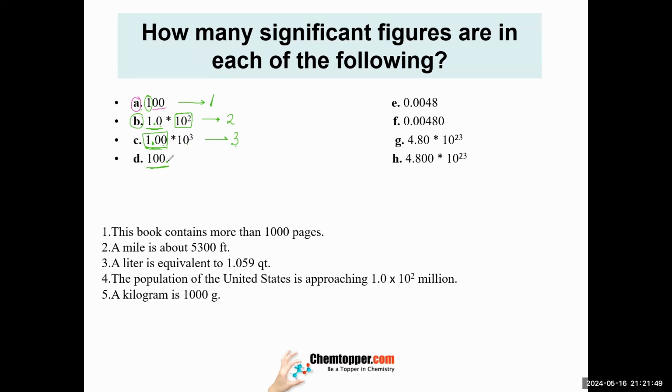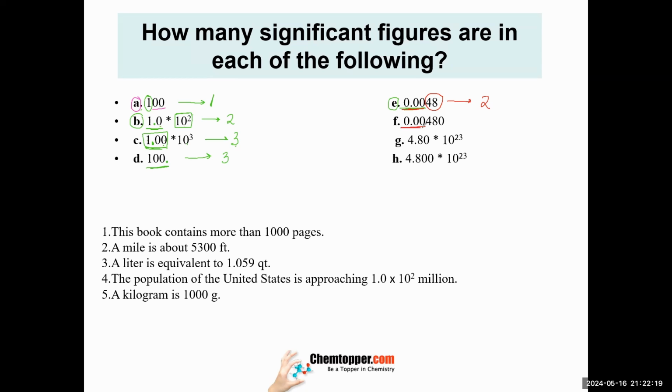Here, do we have a decimal? Yes. So these trailing zeros are counted. How many significant figures? 3. In this, what are these zeros? Leading zeros. These are leading zeros. Are they counted? No. So, how many significant figures here? Only 2. Leading zeros are never counted.